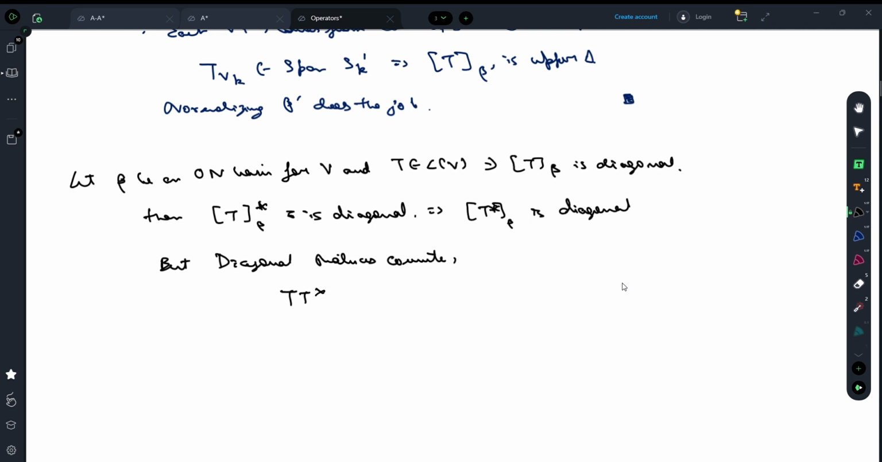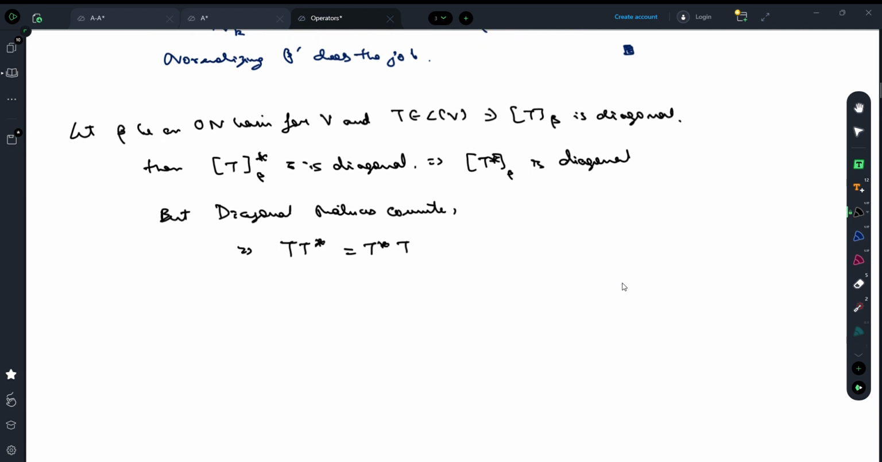So if diagonal matrices commute, then that will surely imply that T and T star will commute. And that implies T star T is the same as T T star, right? Thus, we establish the fact that if a finite dimensional inner product space has an orthonormal basis of eigenvectors, because when we are talking about an orthonormal basis such that the matrix of the linear operator with respect to that basis is diagonal, then that basis contains the eigenvectors along its columns, right? So the basis is typically the collection of all the respective eigenvectors.